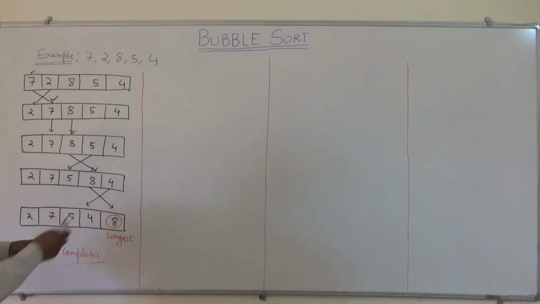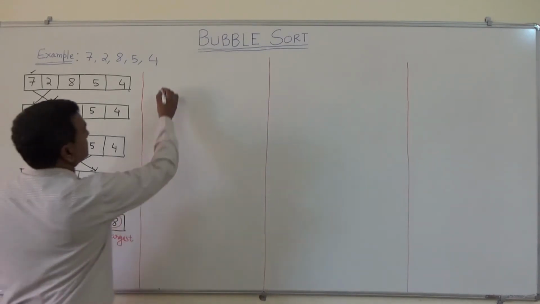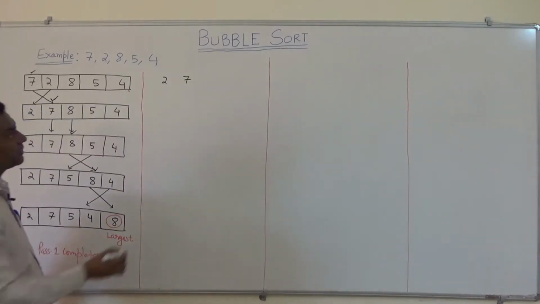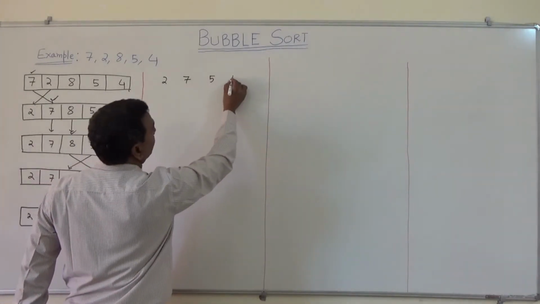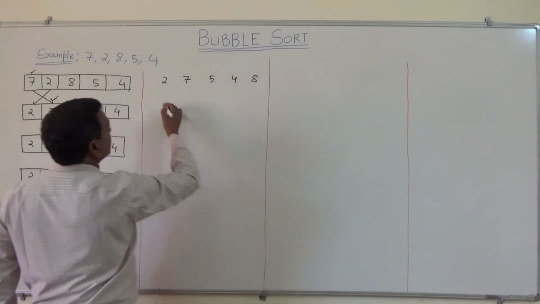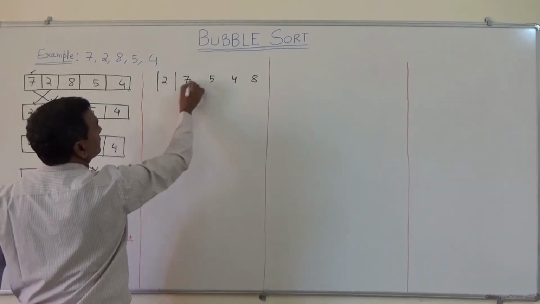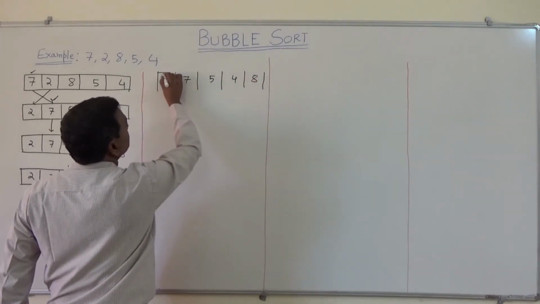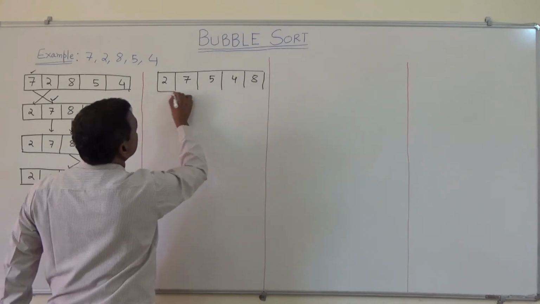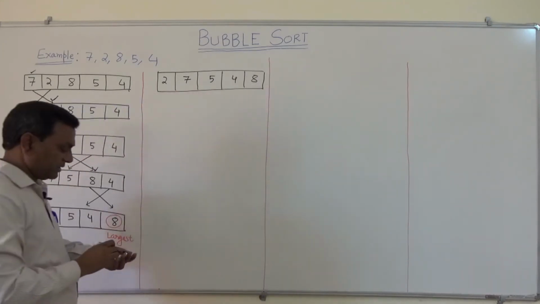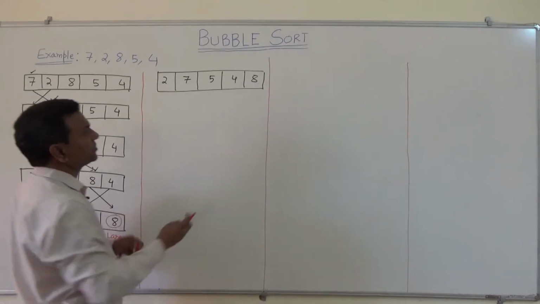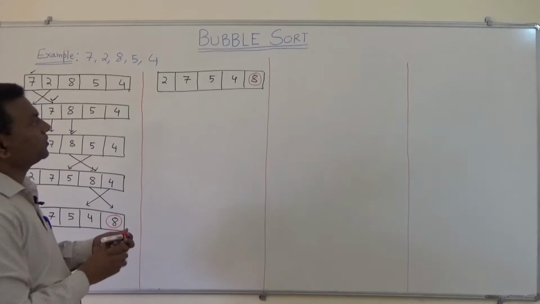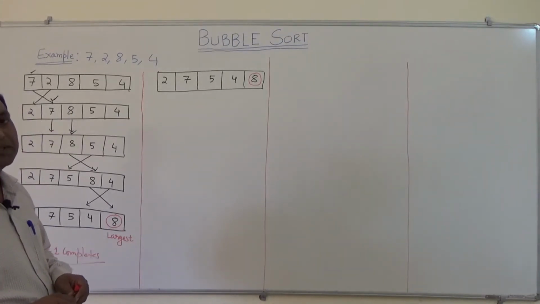Now we will go for pass 2. So this is 2, 7, 5, 4 and then 8. It is in its final position. This is the largest. Now we will compare 2 with 7.